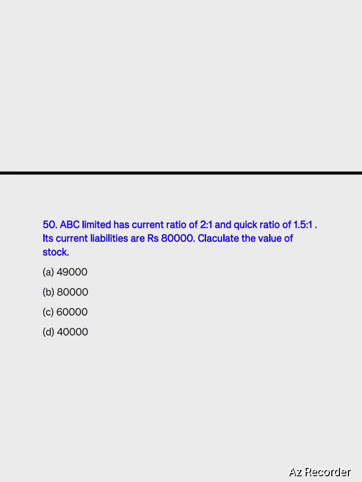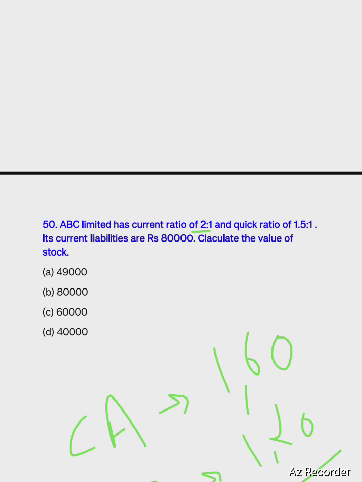Last question of the series. ABC Limited has current ratio of 2:1 and quick ratio of 1.5. Current liability is 80,000. Calculate the value of stock. So you know that in current assets you include the value of your stock, whereas in quick assets you don't. So your current assets will be your current liability into 2, because the current ratio is 2. So current assets will be 1,60,000. Whereas your quick assets, that is 1.5 times 80,000, is 1,20,000, which means 40,000 will be the value of your stock. That will be the answer, option number D.